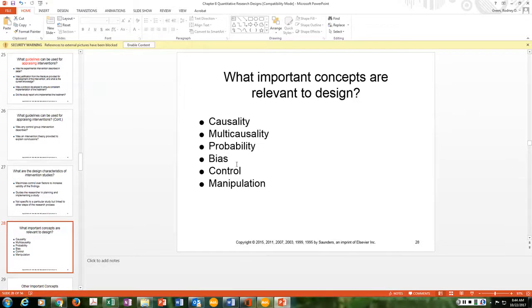Here are 6 very important concepts relevant to study design: causality, multicausality, probability, bias, control, and manipulation. And we'll go through each one of these.